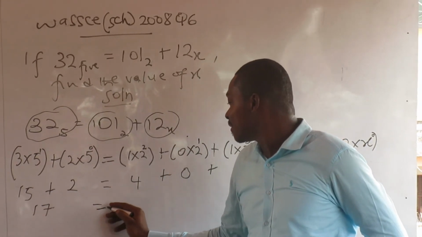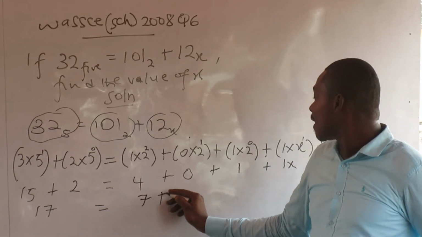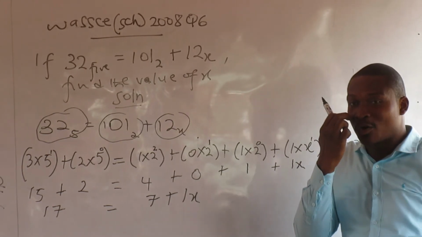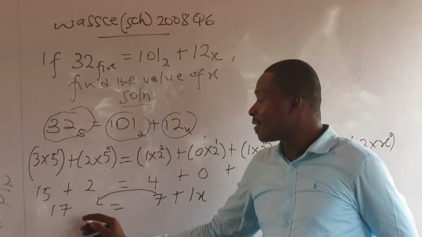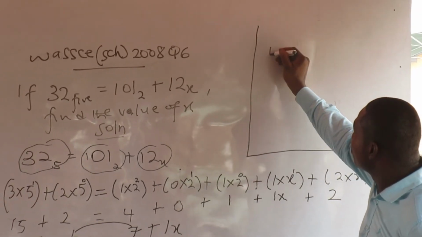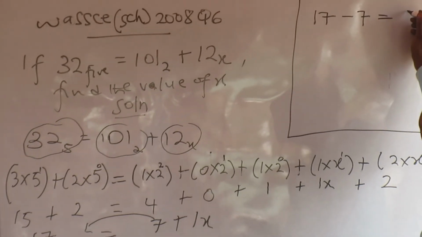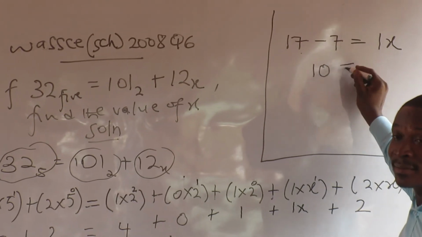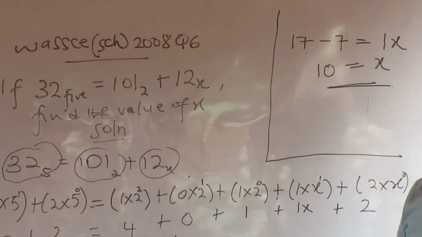17. 4 plus 1 plus 2. I'll get 7 plus 1x. Why didn't I add the 1x to the 7? But they're not compatible. How can I add them, right? Good. Now I carry this one over there. I continue from here. So that is 17 minus 7. Why? I am trying to group like terms. 17 minus 7 will give me 10 equals x. That is tantamount to 1x. That is the end. Are you okay?